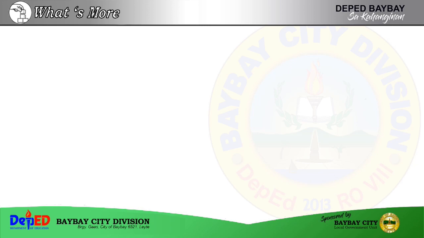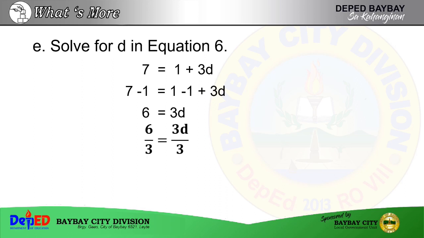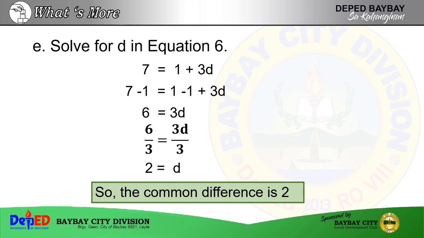To find the common difference, we will solve for d in equation 6. Therefore, we will have 7 is equal to 1 plus 3d. Subtract 1 from both sides, we will have 7 minus 1 is equal to 1 minus 1 plus 3d. So we have 6 is equal to 3d. Divide both sides by 3, that is 6 divided by 3 is equal to 3d divided by 3. So the final answer is 2 is equal to d. So the common difference is 2.